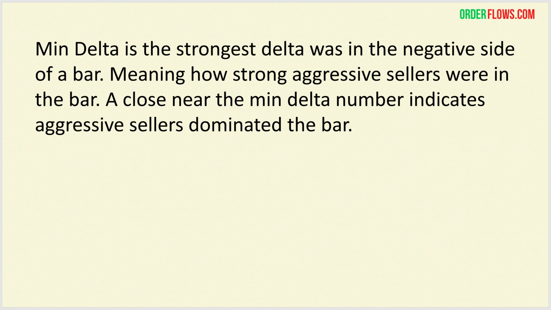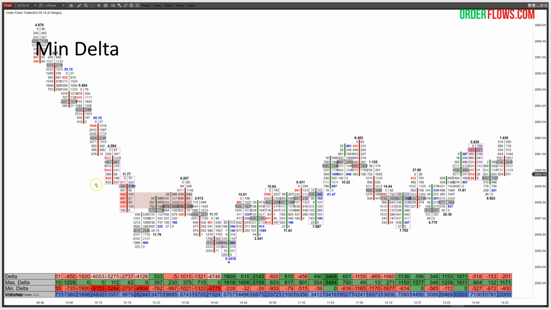Now, min delta is the opposite of max delta. Min delta is the strongest delta on the negative side of the bar, meaning how strong aggressive sellers were in the bar. A close near the min delta number indicates aggressive sellers dominated the bar. You'll see it on this chart, min delta is always red unless it settles at 0, then it'll be green. It'll never be positive. And it tells you how negative it was at any point in the bar.